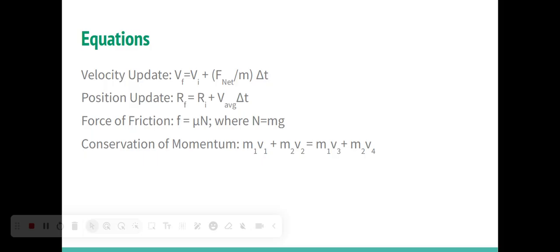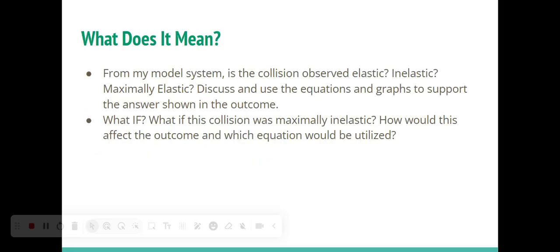So for these equations, I use the velocity update, the position update, and the force of friction, where the normal force is equal to mass times gravity, and then the conservation of momentum, m1v1 plus m2v2, is equal to m1v3 plus m2v4. So what does this mean? Well, from my model system, is the collision observed elastic, inelastic, maximally elastic? So this outcome is elastic.